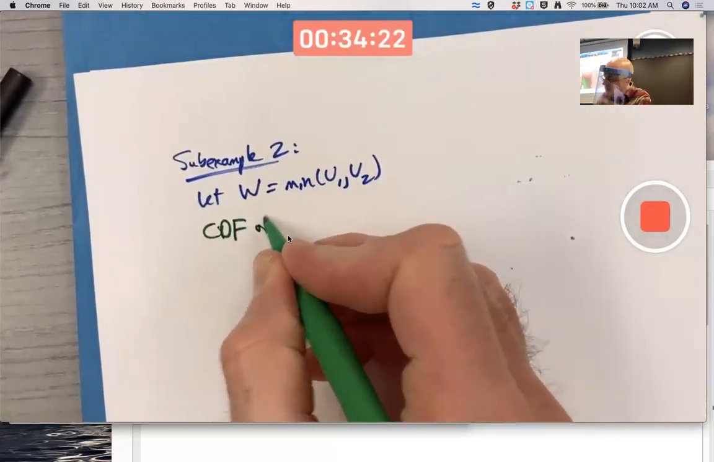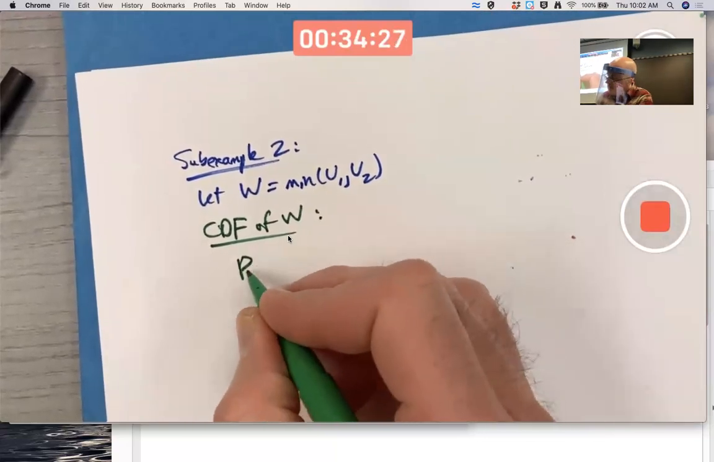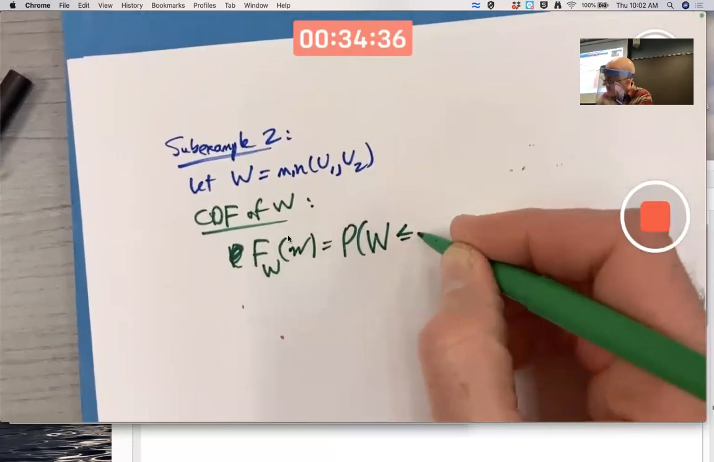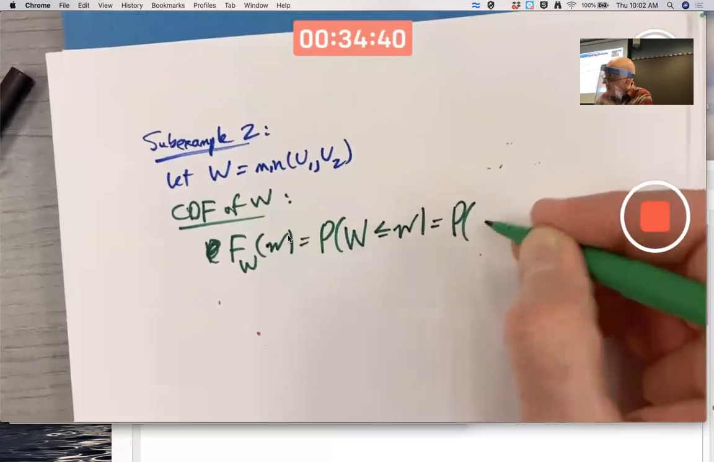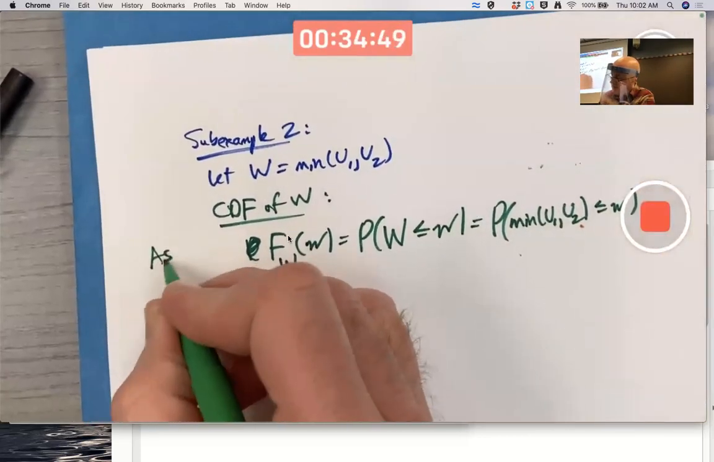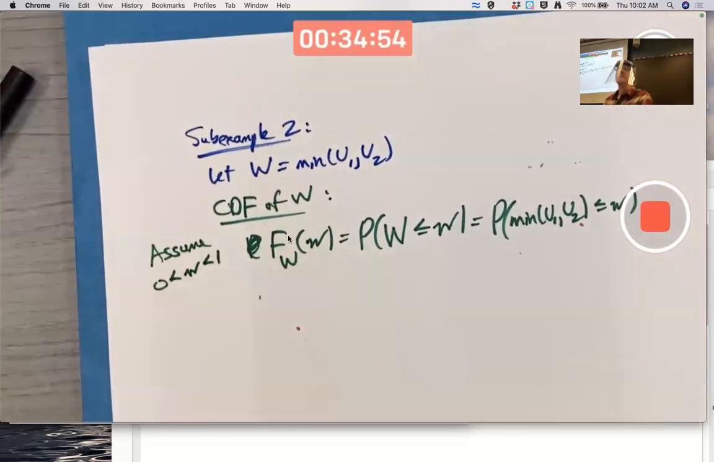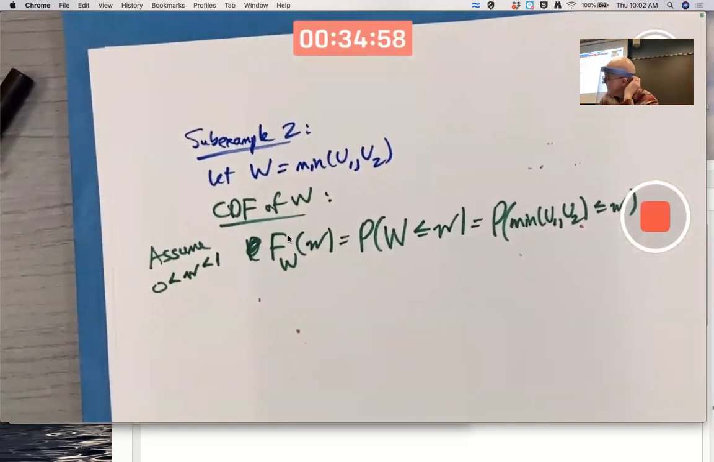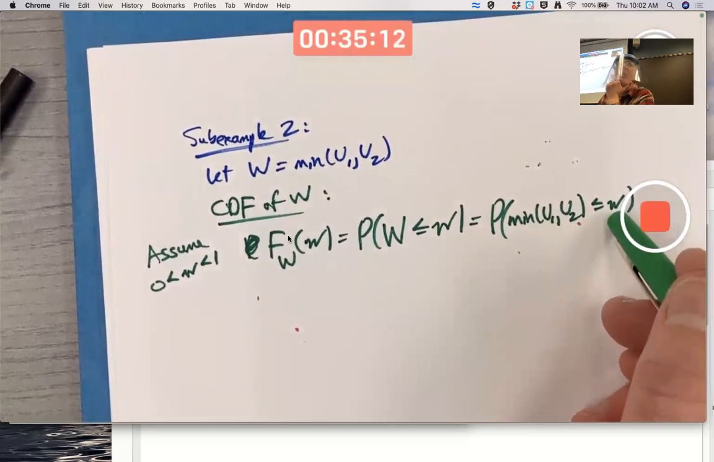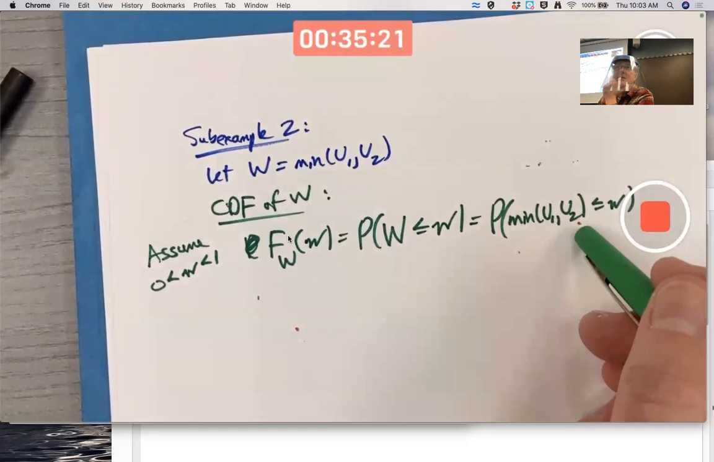CDF of W. Capital F sub W of little w. By definition, the probability that capital W is less than or equal to little w, which is the probability that the minimum of U1 and U2 is less than or equal to little w. Once again, we're going to assume little w is between 0 and 1. Now the smaller of U1 and U2 being less than or equal to a given quantity means one or the other is less than or equal to that. Or instead of and. Right? Could be both less than w, but at least one. One or the other. Or is always an inclusive or unless you say otherwise.